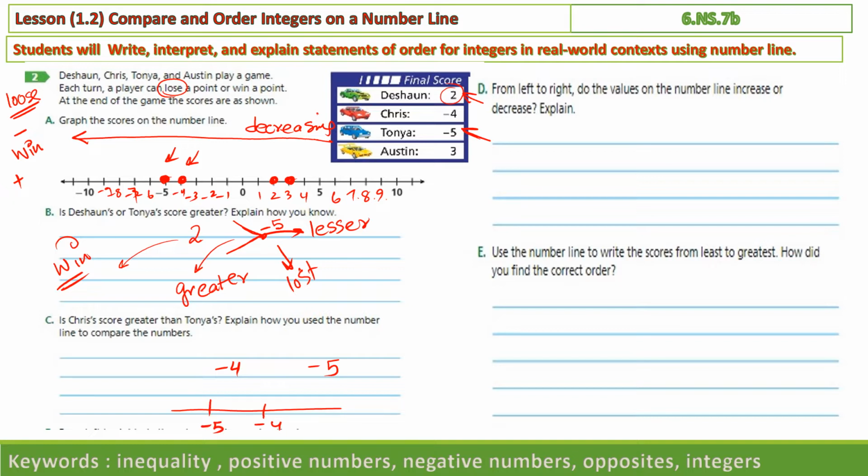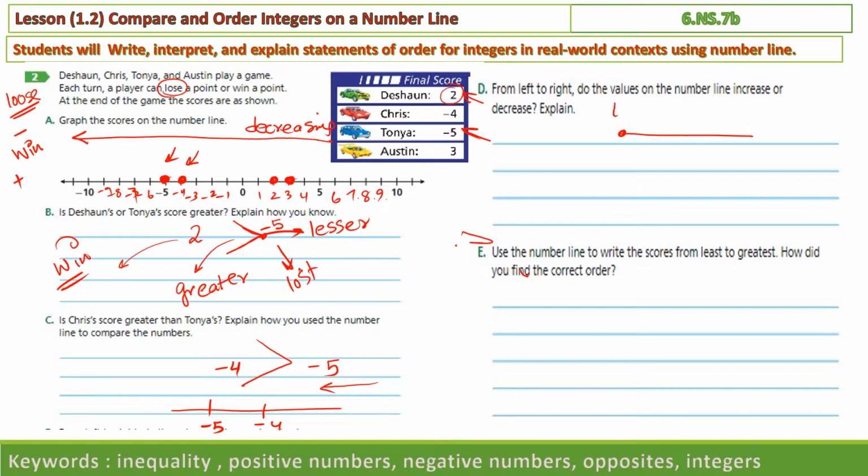So what is bigger? If you see from right to left, negative 4 is bigger, so open the mouth on the negative 4, and negative 5 is lesser than negative 4. From left to right, okay, now let's visualize.